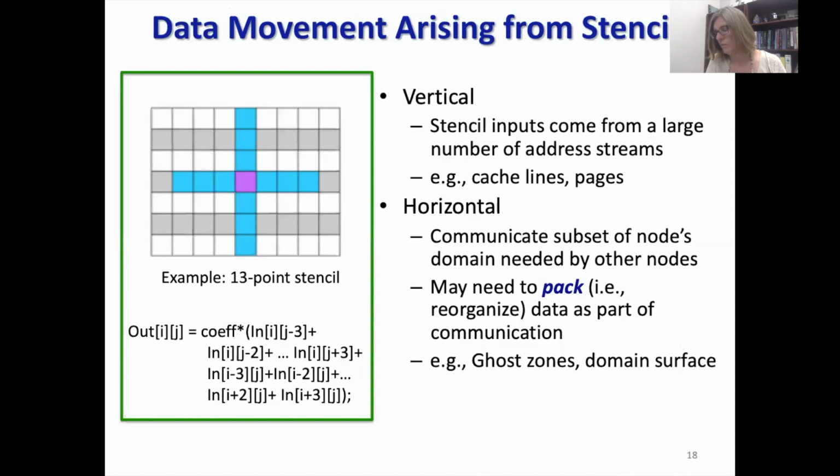So let's make the data movement in stencils more concrete with an example of a 13-point stencil. This is a two-dimensional star-shaped stencil. These 12 points, the blue inputs, form a star in 2 dimensions. And here's a corresponding code that is applied to points in the input space to compute an output.